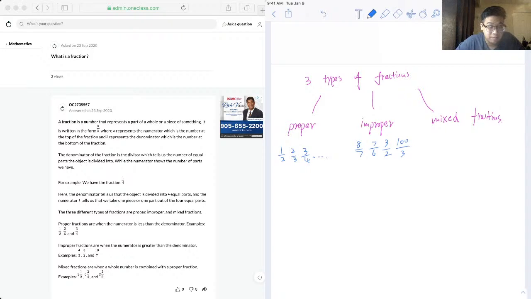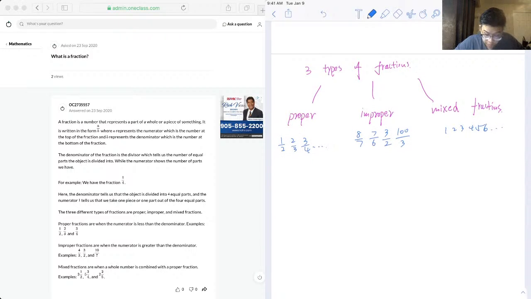And we also have our mixed fractions, where a whole number is combined with a proper fraction. Recall the whole numbers are just 1, 2, 3, 4, 5, 6, like this, and a proper fraction is what we just defined. Examples of mixed numbers could be 2 and 2/3, 6 and 4/7, and 8 and 5/9.